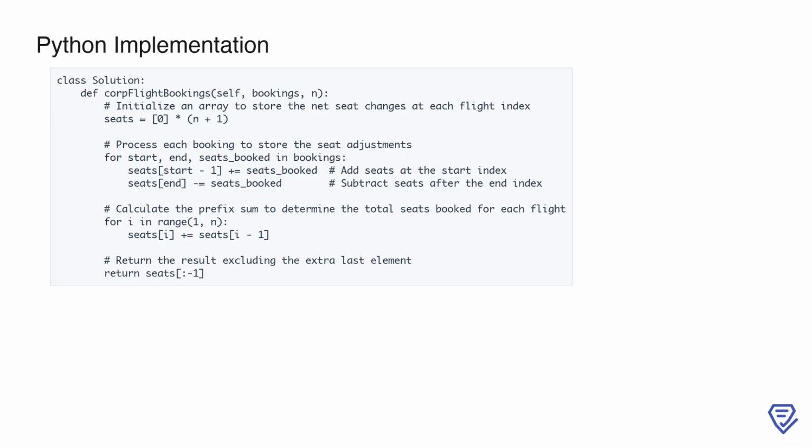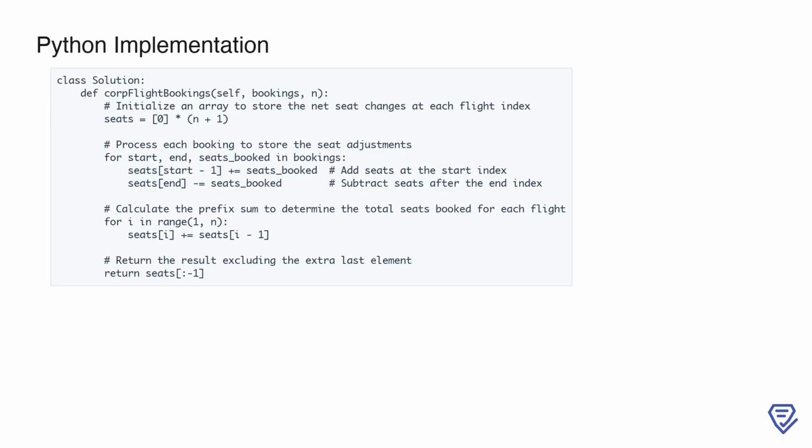Line-by-line explanation. 1. We define the corpFlightBookings function, which takes the booking requests, bookings, and the number of flights, n. 2. We initialize an array seats of size n plus 1 with zeros. The extra element is used to handle range boundaries during the prefix sum calculation. 3. For each booking, start, end, seats_booked, we add seats_booked at the start minus 1 index to indicate the increase in seats at the start of the range. Subtract seats_booked at the end index to indicate the decrease in seats after the end of the range.